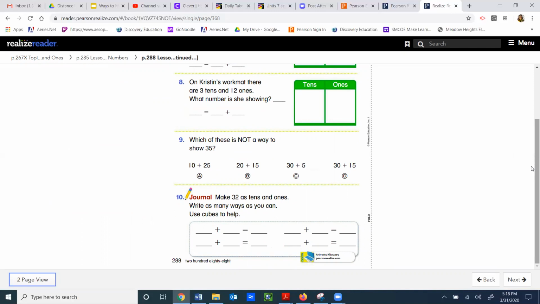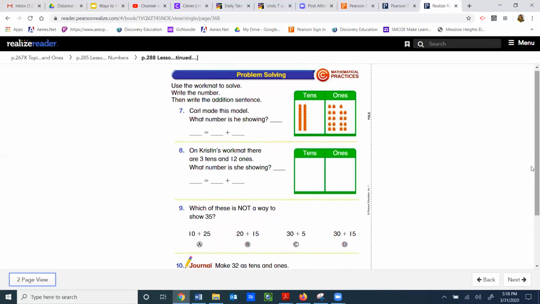So you're using the number 32. You're representing one of these problems as expanded form, and then the rest of them you're breaking apart tens to try to figure out what are some other ways to make 32. Let's go back up here.